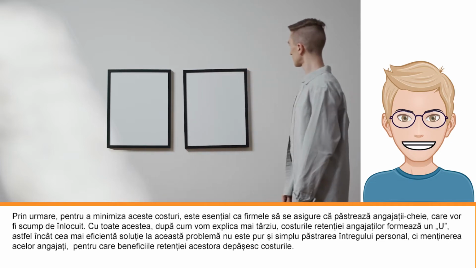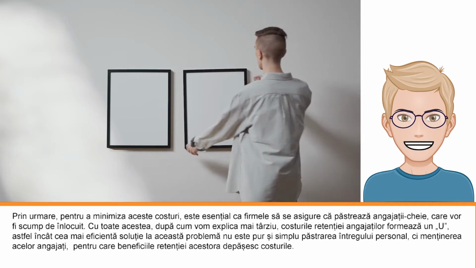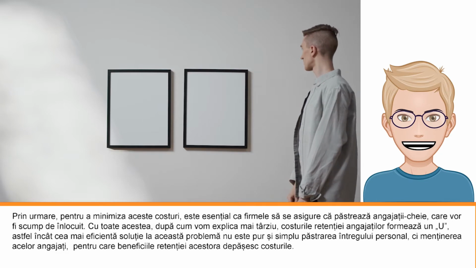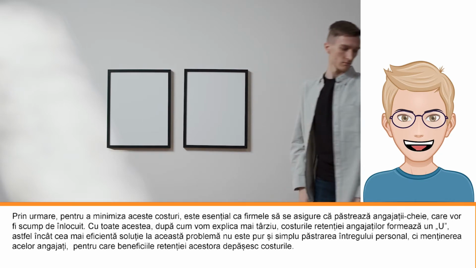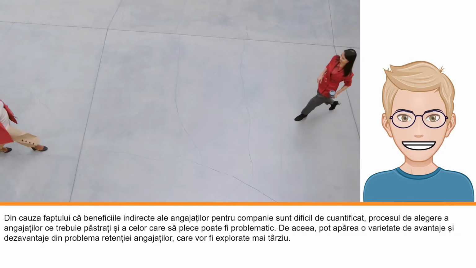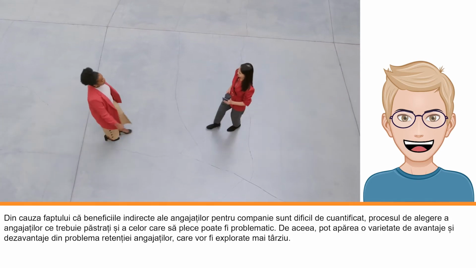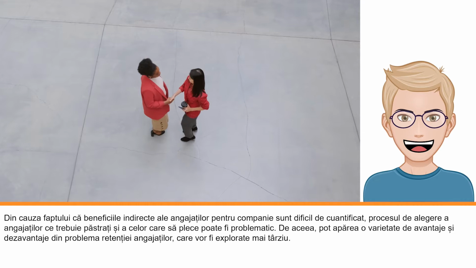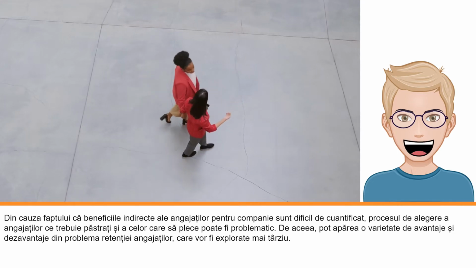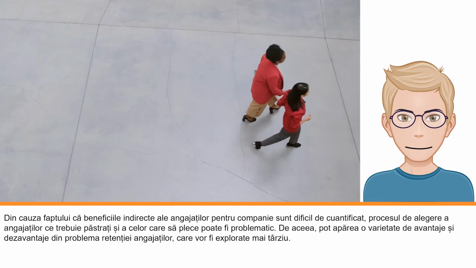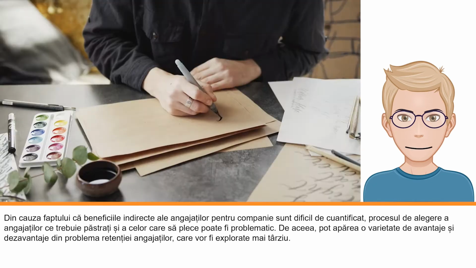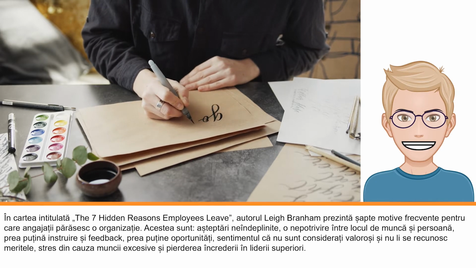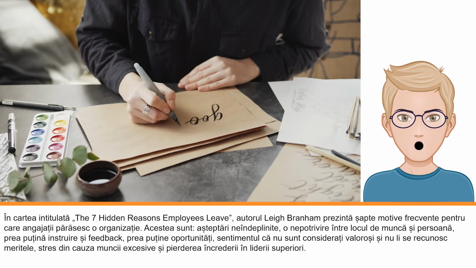However, as explained later, the costs of employee retention form a U-shape, as the most efficient solution to the employee retention problem is not to simply retain all staff, but to keep workers where benefits from retention exceed costs. Due to employees' indirect benefits to the company being difficult to quantify, the process of choosing which workers to retain and which to allow leaving can be problematic. With this, a variety of advantages and disadvantages can be produced from the employee retention problem, which will be explored soon. In the book titled The 7 Hidden Reasons Employees Leave, author Lee Branham outlines 7 frequently recurring reasons for employees to leave an organization.